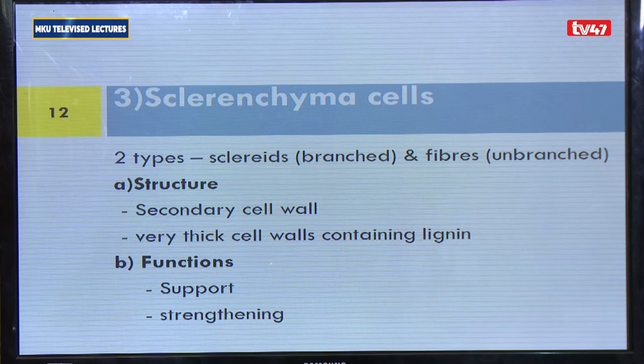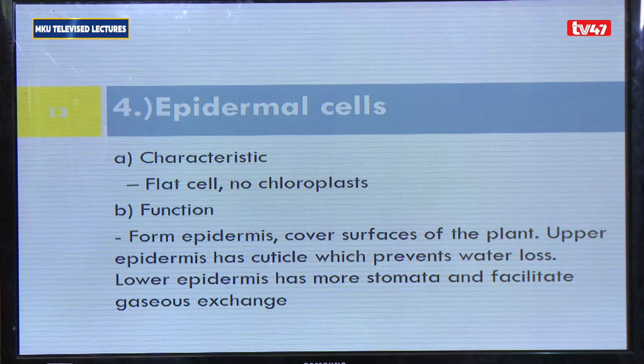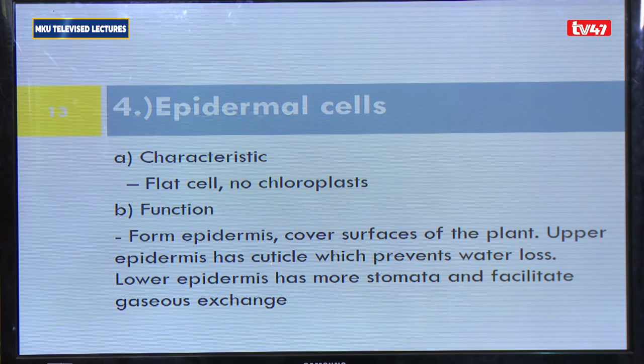And then you have the epidermal cells. Epidermal cells, as the name suggests, they are associated with the epidermis. The epidermis being the outer covering of the plant structures. So generally for epidermal cells, we associate them with the outer covering of the plant structures. The characteristic of the epidermal cells is that given that they're found on the surface, forming the protective covering on the surface, we find the cells tend to be flat in nature. They don't have chloroplasts, so they don't play a role in photosynthesis.